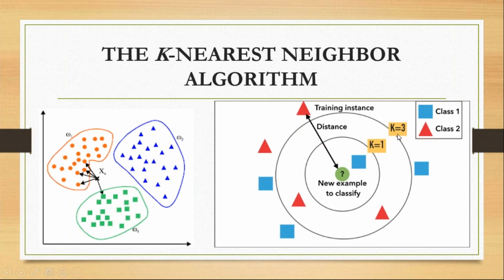Now let's say I have increased the value of k to 3. Now the circle has become bigger with a larger radius, and it has accommodated 3 samples here. On the basis of voting between these classes, the triangle has got 2 votes, and the square has got only 1 vote. So it will go with triangle. Now it will classify this sample into class 2. So this is how k nearest neighbor works.